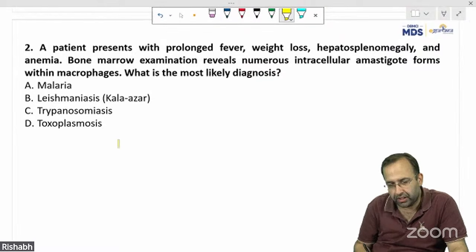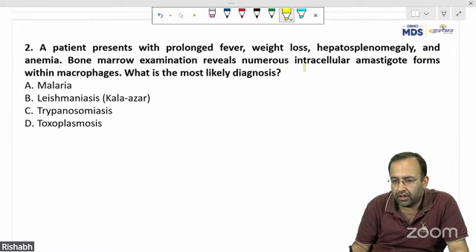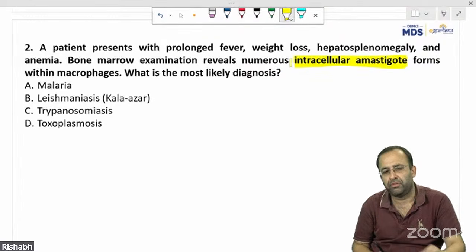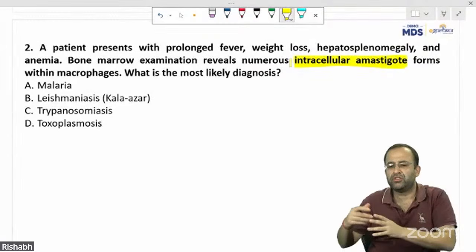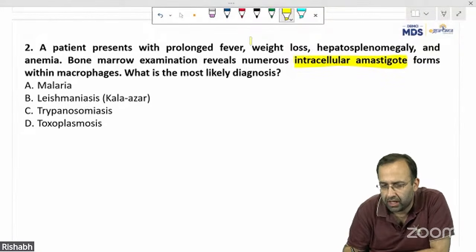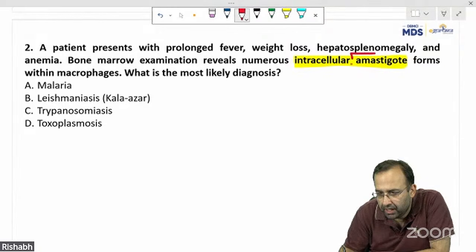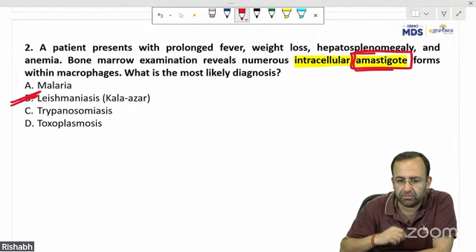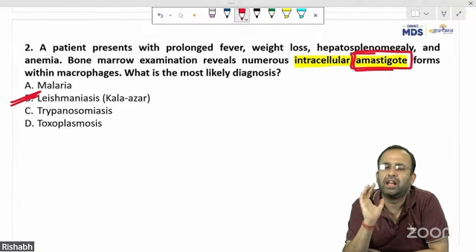Next question. I'm going to the next one. Have a look at this. Now, amastigote forms were written. Intracellular amastigote forms. I'm not even reading the other question. Hepatosplenomegaly, fever, weight loss can be seen in malaria also. But the minute amastigote forms are written, we are talking with respect to leishmaniasis, LD bodies, Kala Azar.